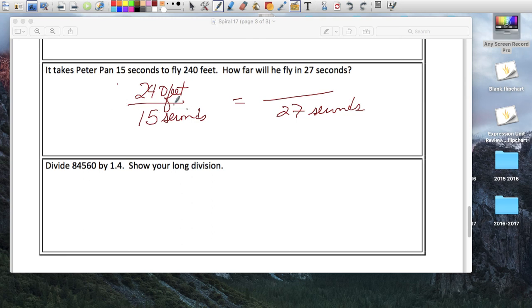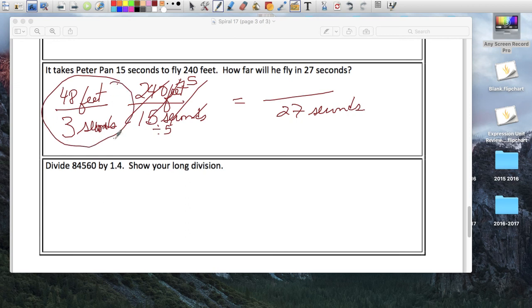So I'm going to change the 240 and 15 into another ratio, where we're just going to have a relationship with 27. So 15, if I divide it by 5, I'm going to get 3 seconds. And I know I can divide 240 by 5 because it ends in a 0, right? So that would give me 48 feet. So another way of saying 240 feet over 15 seconds is 48 feet and 3 seconds. I divide that by 5 and I divide that by 5. Okay, so no longer going to use this, but instead I'm going to use this.